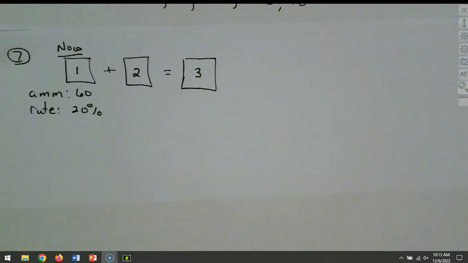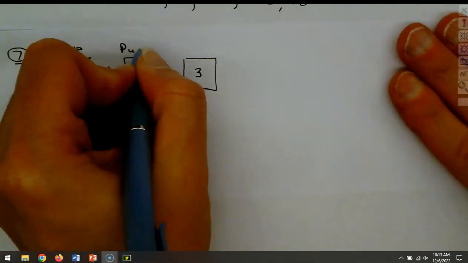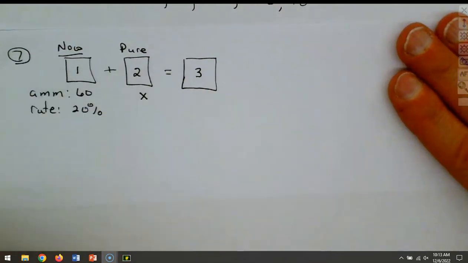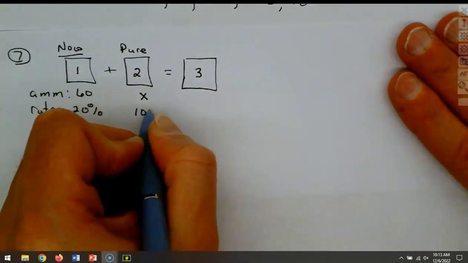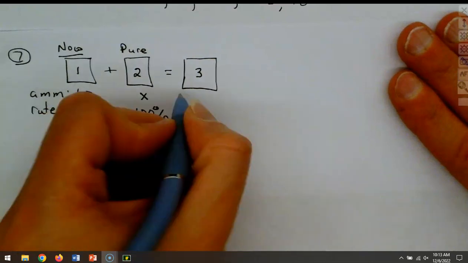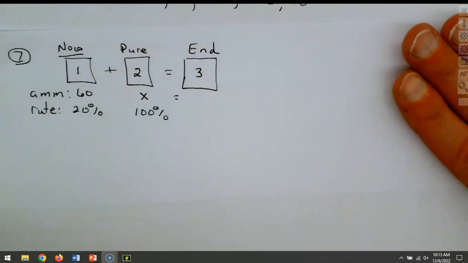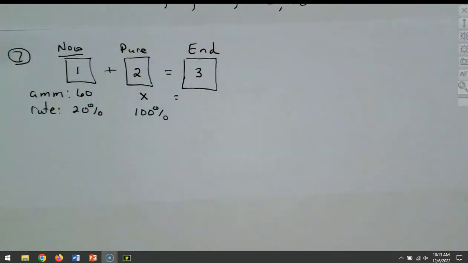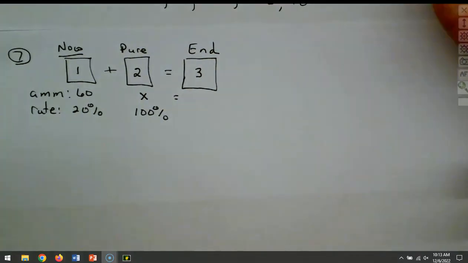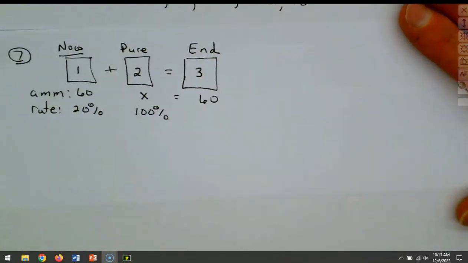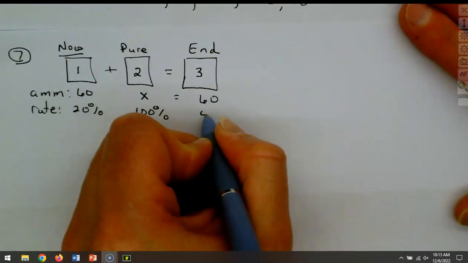Now, what about the second one? The second one is our pure. Do we know how much pure we're going to have to add in? No, so that's unknown. The concentration of that is 100. And this is going to be on the right-hand side what we end up with. What do we want to end up with? When we are done, we want to have the car still full, so it's still 60 liters, and we want that ending percentage to be what?